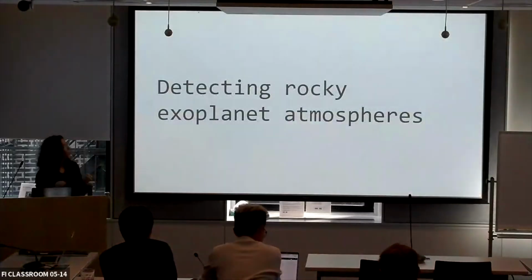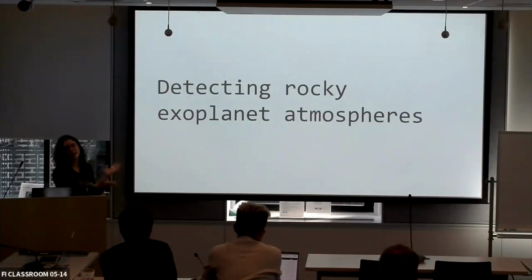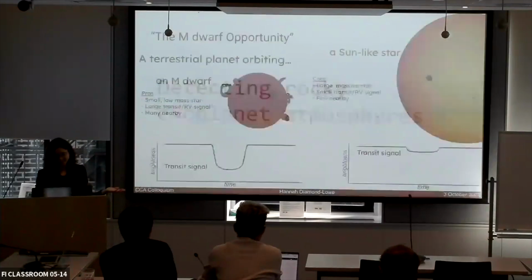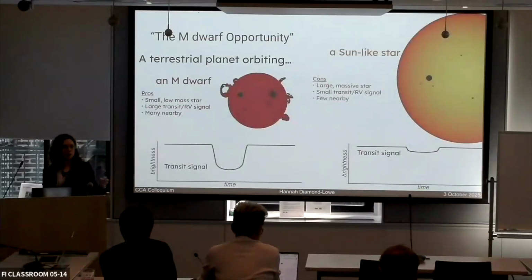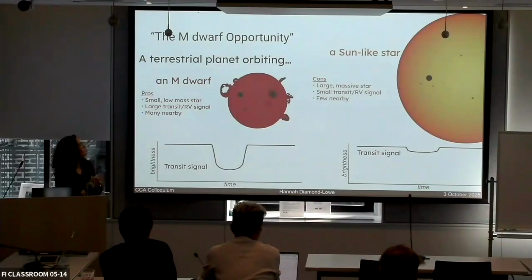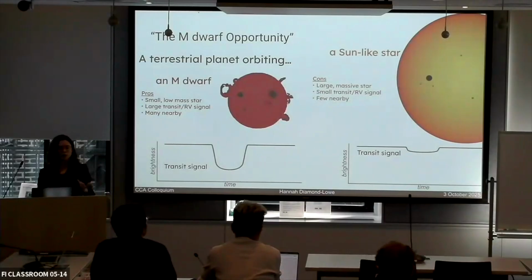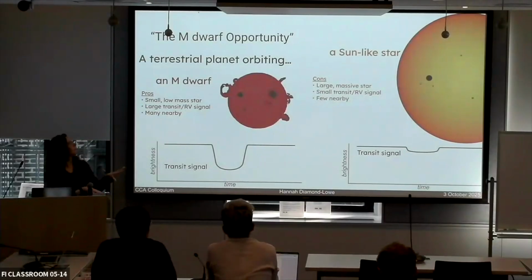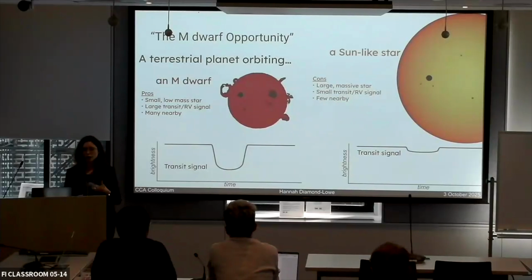Okay, so if you want to work on this frontier, you actually have to detect the atmospheres, which is easier said than done. One thing that we go after is this thing called the M-dwarf opportunity. You want to look for a small planet, you want to get that tiny signal that's changing as a result of the planet's atmosphere around some core. You want to look at a smaller star where your signal goes up. So just to illustrate this, a terrestrial planet orbiting an M-dwarf, you have a lot of pros there. It's a small, low mass star. Your signals for transits and radial velocities go up.